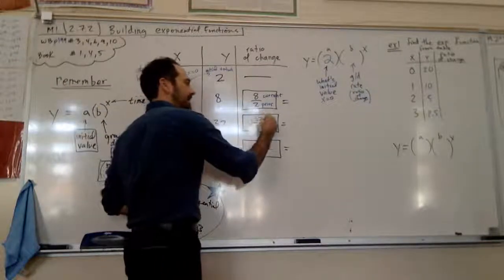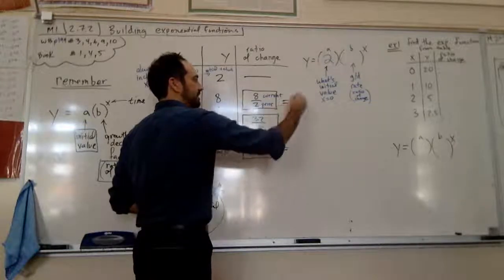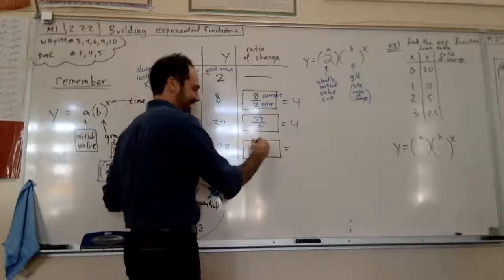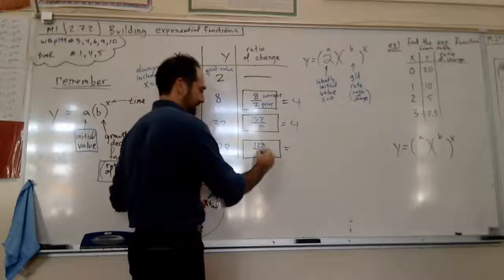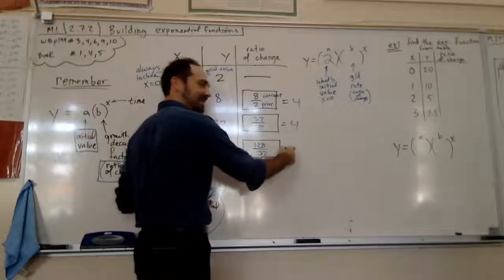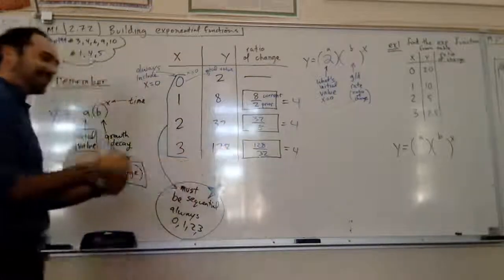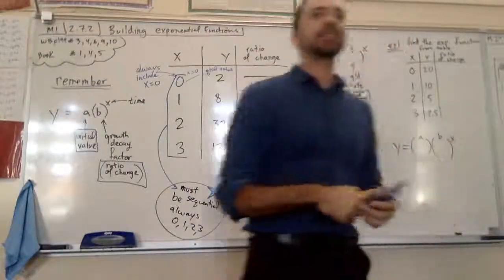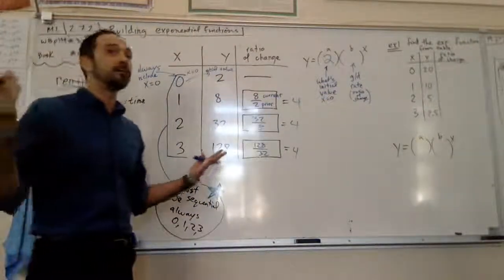32 and 8, what does that give you? 4. What did this give you? 4. Don't sound so bored. What goes here? 128. With gusto. What goes here? 32. That was kind of aggressive. What goes here? 4! You're just excited about the number 4.